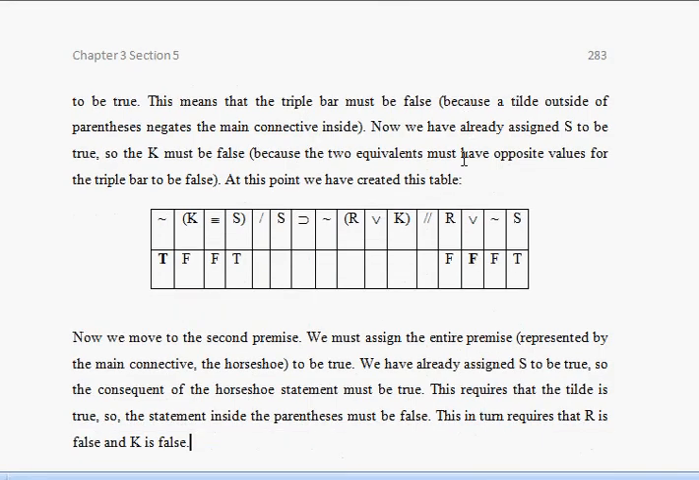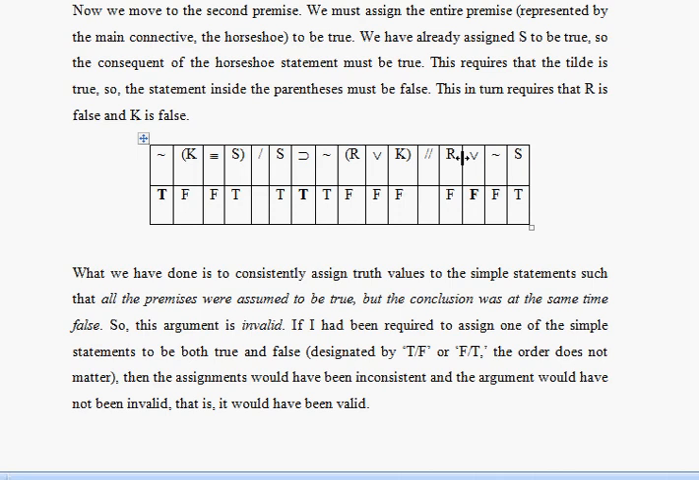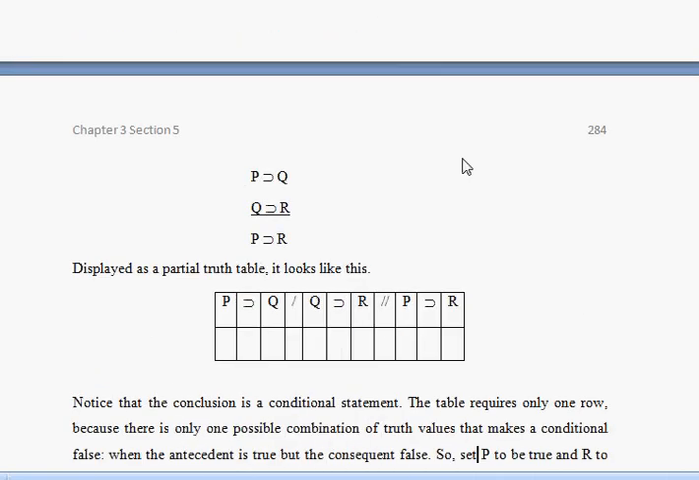But you can also use this, and if you find that no matter how hard you try, you cannot prove it to be invalid, then you have to conclude that it is in fact valid. So you can come along with this one and assume P horseshoe Q is true, Q horseshoe R is true, and P horseshoe R is false. Well, the only way for P horseshoe R to be false is for P to be true and R to be false. So go over here and make R false, and then come over here and make P true.